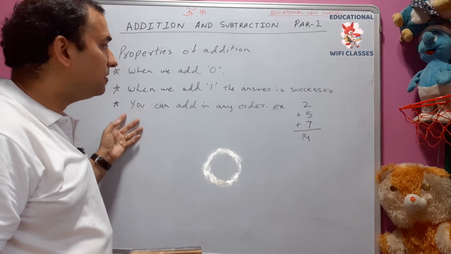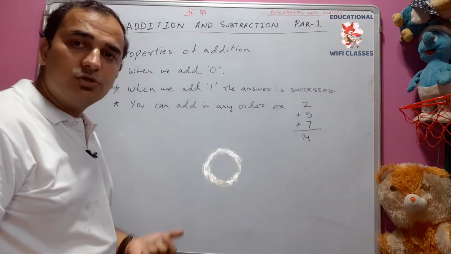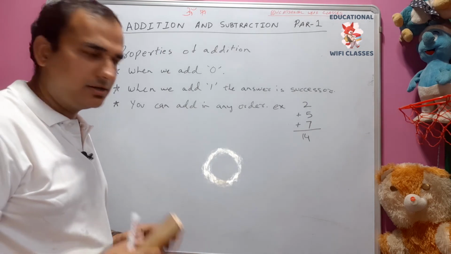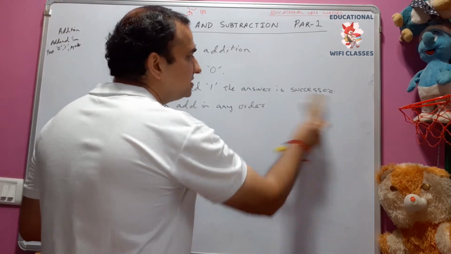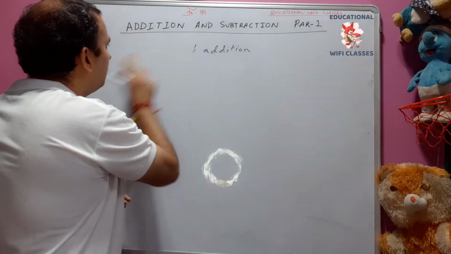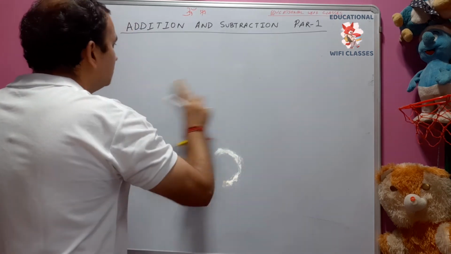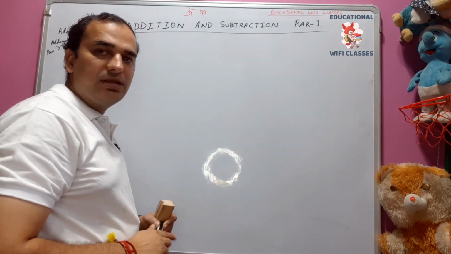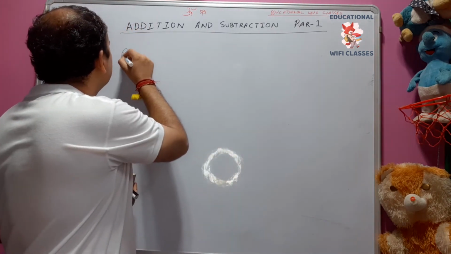So these are the 3 properties you need to remember, but the most important one is the last property, that you can add in any order. It doesn't matter which one comes first. Okay, so let's continue with one more example, the last example for today.